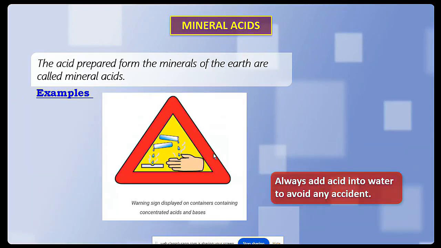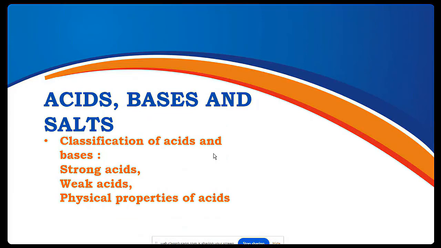Always add acid into water to avoid any accidents, but don't add water into acid. So basically, we prefer adding acid into water, but not water into acid. Why? Because if we add water into acid, it will cause a vigorous, immediate reaction, and there is a chance that the beaker or conical flask will blast. That's why we add drops of acid into water so that we can dilute that acid. Dilution means reducing the concentration level of the acid. Okay, so we'll continue in the next session.